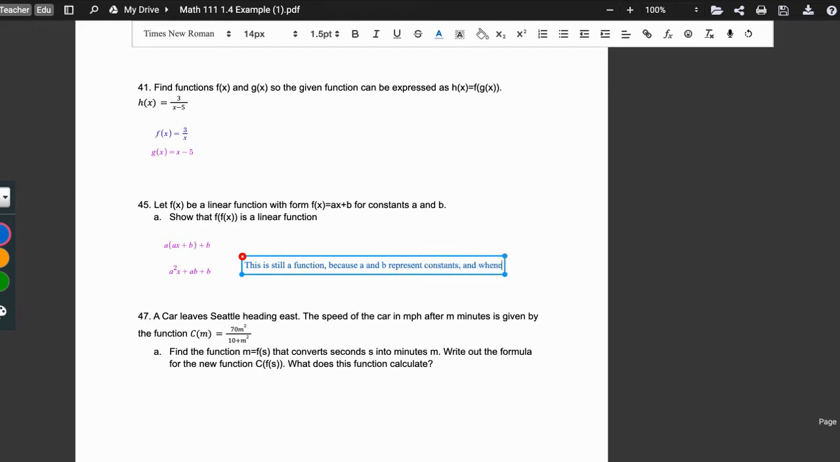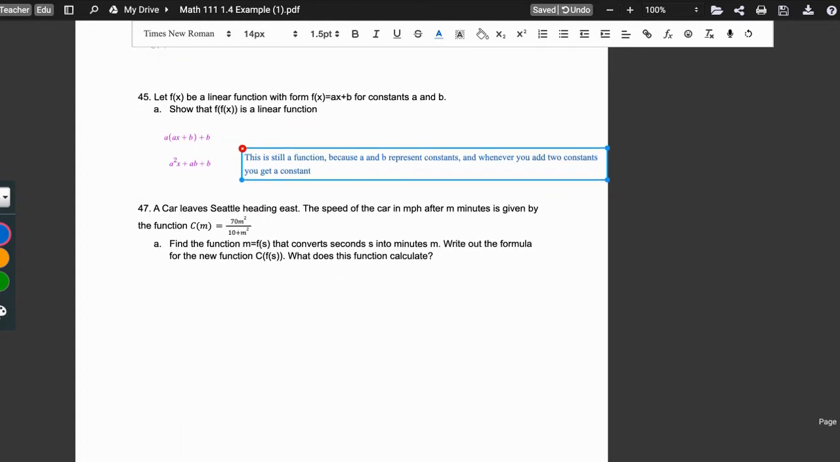And whenever you add two constants, you get a constant, right? It's not saying that 2 plus 2 is all of a sudden going to equal y. That's not going to happen for us. 2 plus 2 is 4. It's going to be another number. So that's how you show that it's still a linear function.